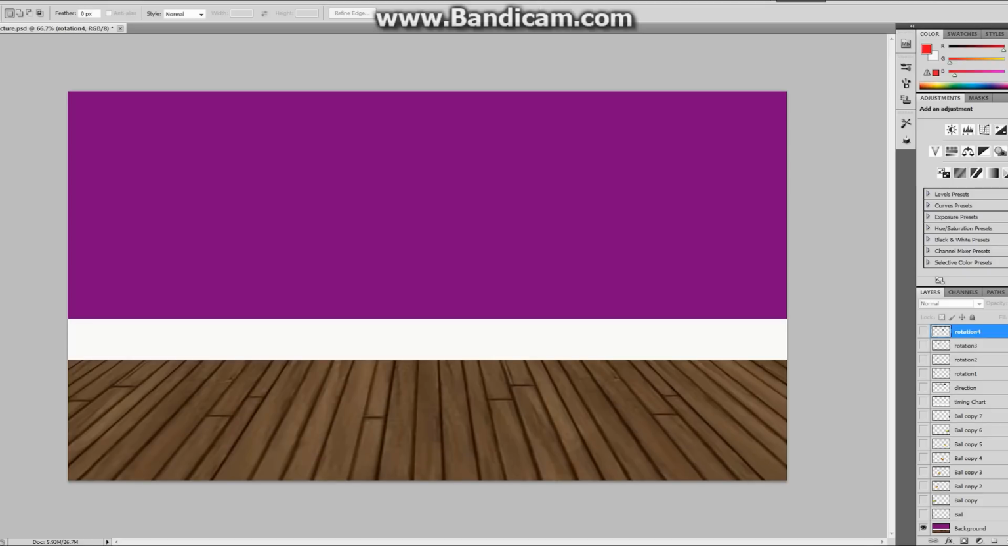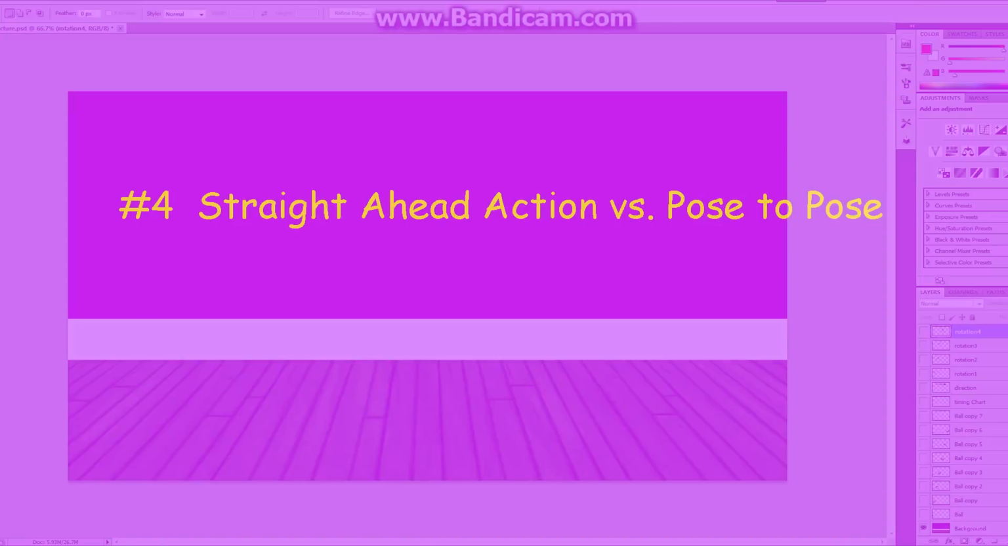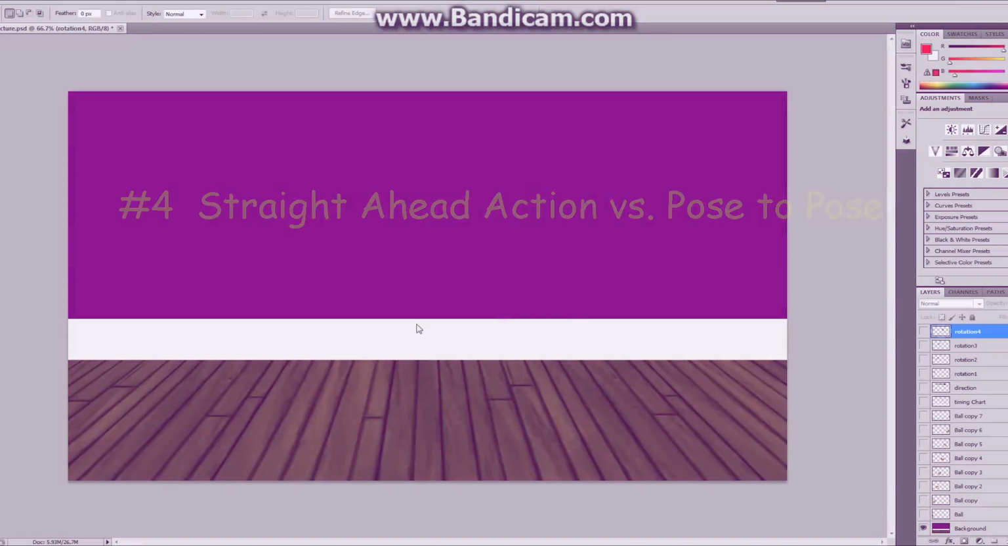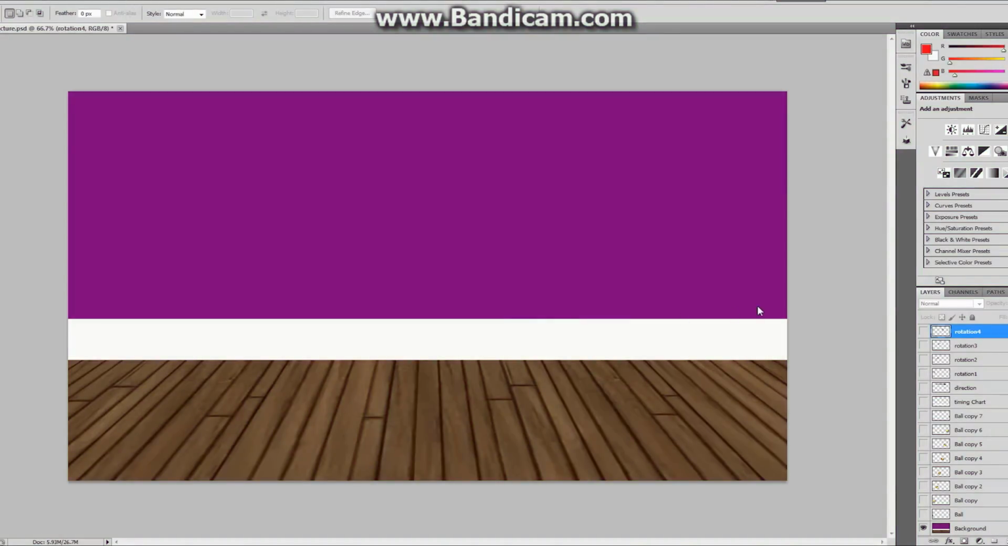The first one we're going to be taking a look at is number 4, straight ahead versus pose-to-pose animation. And the second one is number 9, timing. Now, straight ahead versus pose-to-pose is kind of an odd one to be taking a look at here, particularly because in this case we are having a constantly rolling ball. Straight ahead versus pose-to-pose animation is based on breaking down the animation into particular story points and extremes. Let's talk about it first of all.